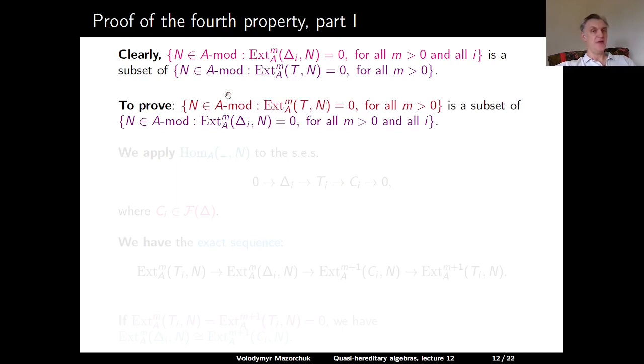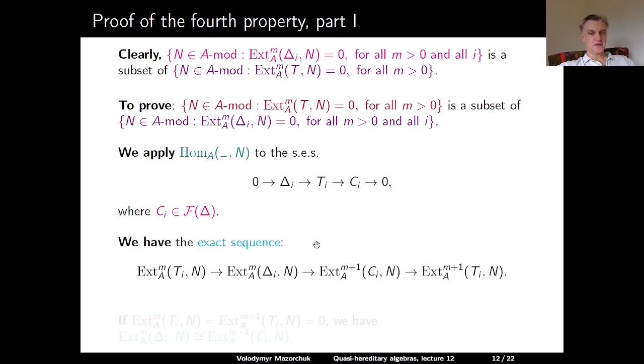That is, if we have an A module N for which all extensions of positive degree from all tilting modules vanish, then all extensions of positive degree from all deltas vanish. In order to prove this, let us apply the functor Hom_A(-, N) to the short exact sequence from the definition of Ti. So delta I is a submodule of Ti, and the cokernel Ci has a delta filtration.